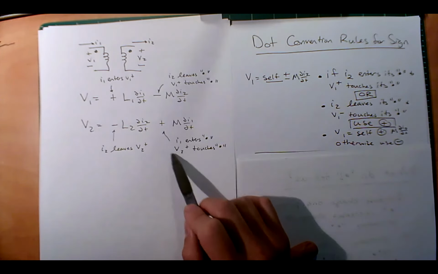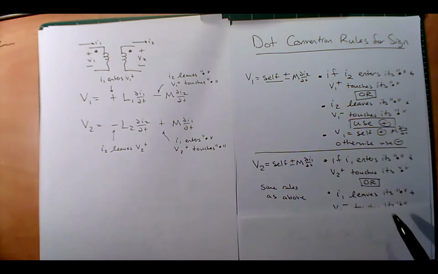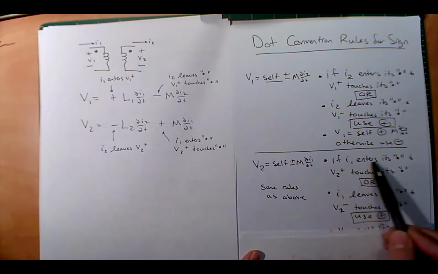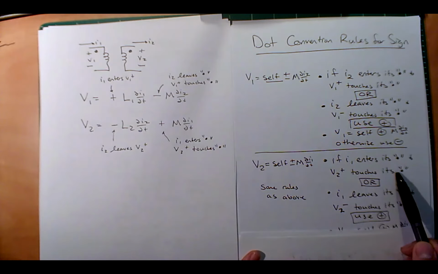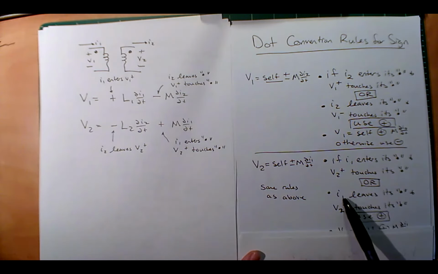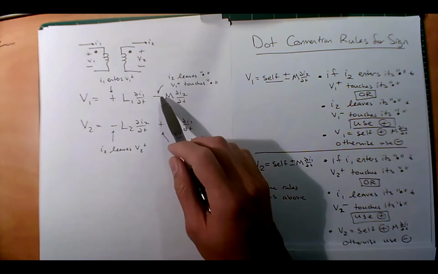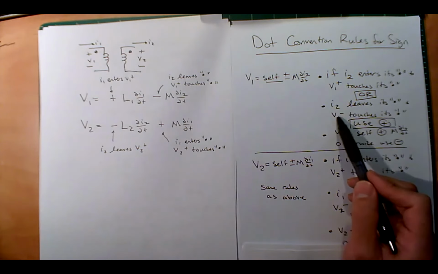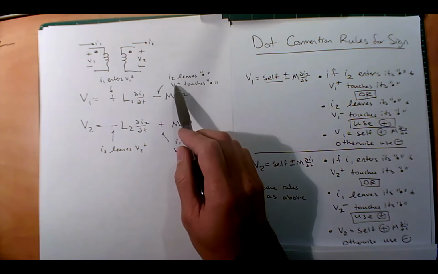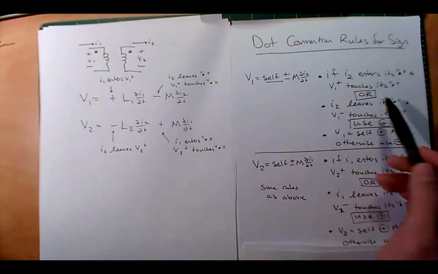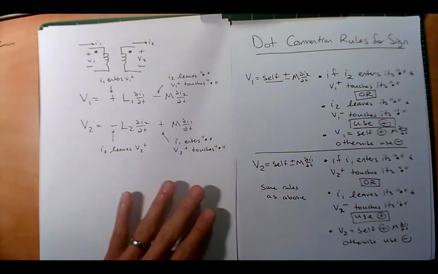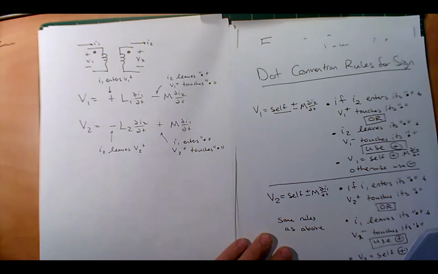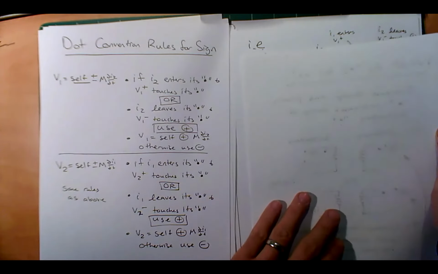That's essentially what this one was doing, right? In this case, I1 and V2 positive were touching this dot. It's the same rules for this one, right? If I1 enters this dot and V2 positive touches this dot, use the positive. If I1 leaves and V2 negative touches the dot, it's equivalent, right? Now in this one, let's see if that matches our rules. I2 leaves the dot, okay, we got this one. And V1 negative touches the dot, oh, but V1 positive touches, so we're going to use negative. Good, these things are matching the dot convention rules. Not too bad. So let's just do a bunch of examples and make sure that we are consistent. So let's see here.